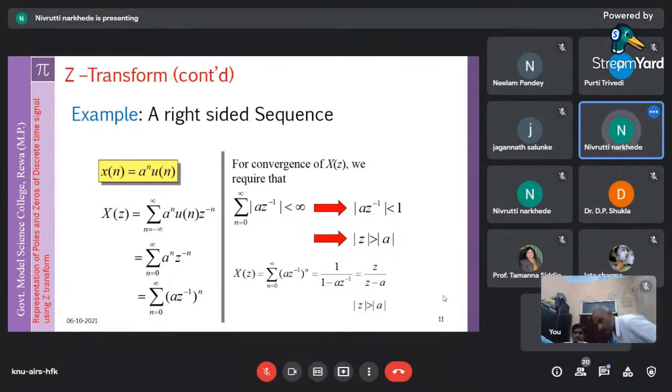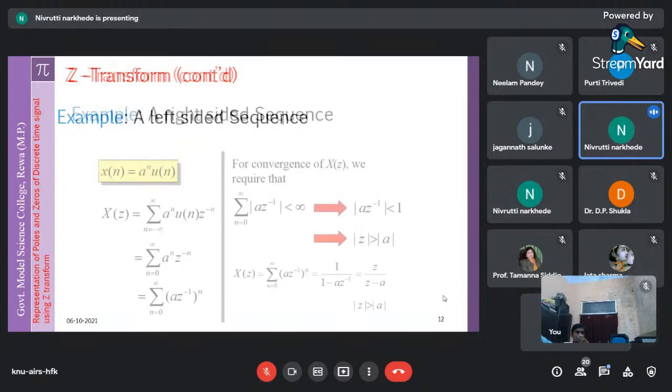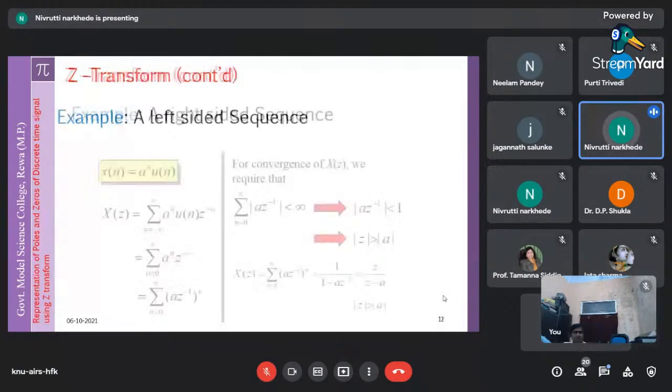So we can say the Z transform of the given signal is X(z) equal to z upon z minus a, for mod z greater than a. So it is a right-sided signal.